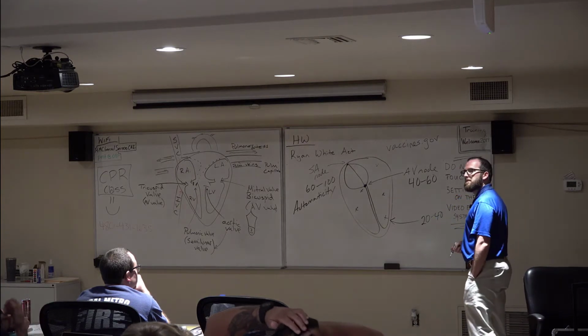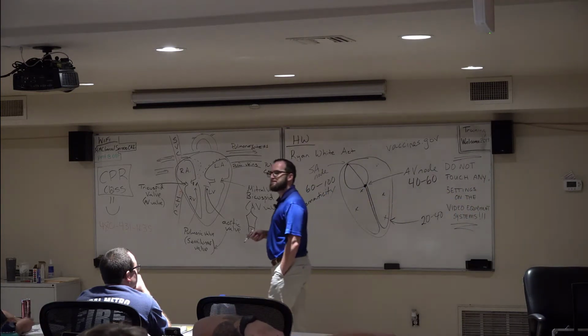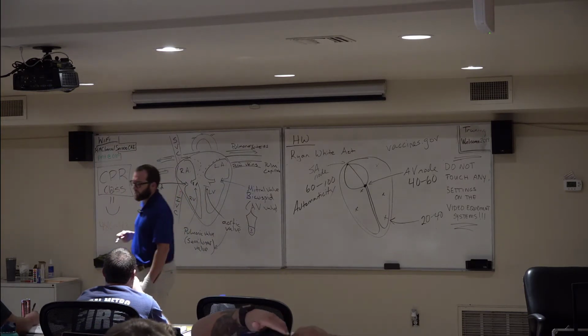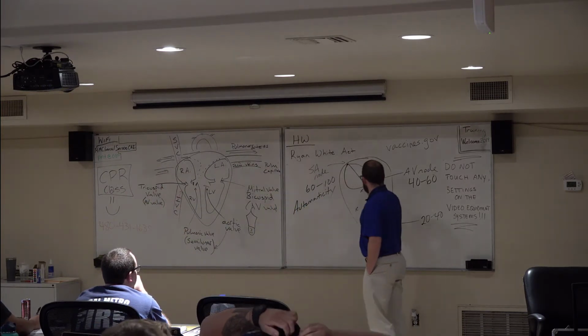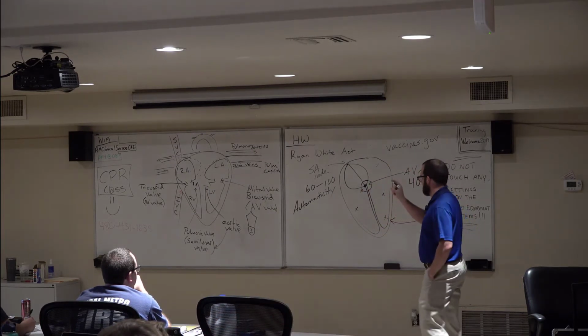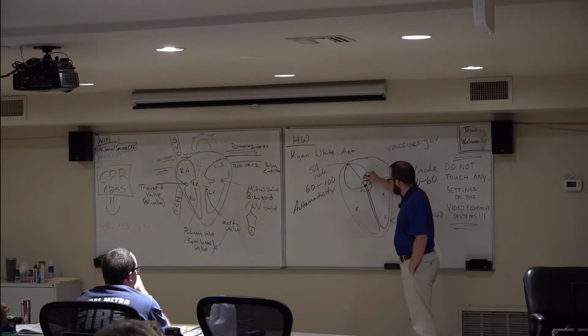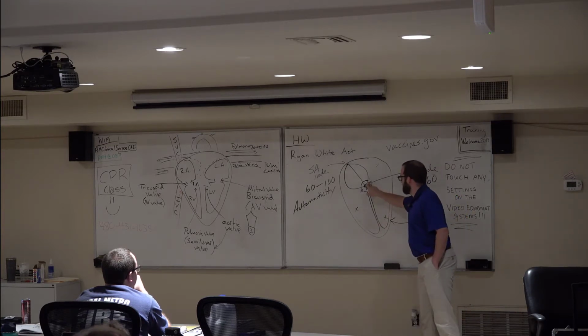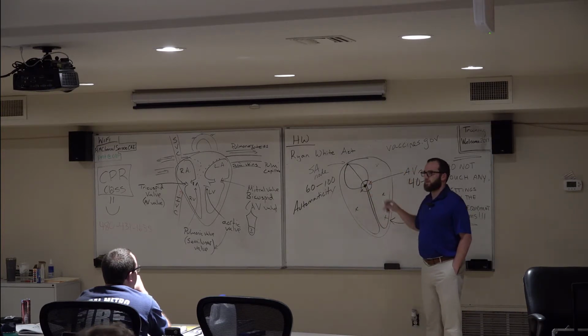So when the SA node and the AV node stop working, is that when your first and second degree heart blocks come into play? The heart blocks are specifically where there's an issue in there. Something's going on with the ability of that electricity to transmit through that AV node. Those are your heart block rhythms. Yeah, the issue is localized right there.